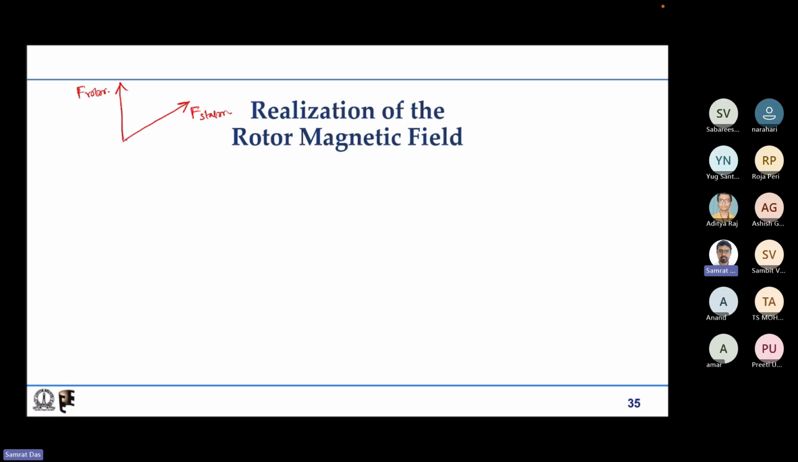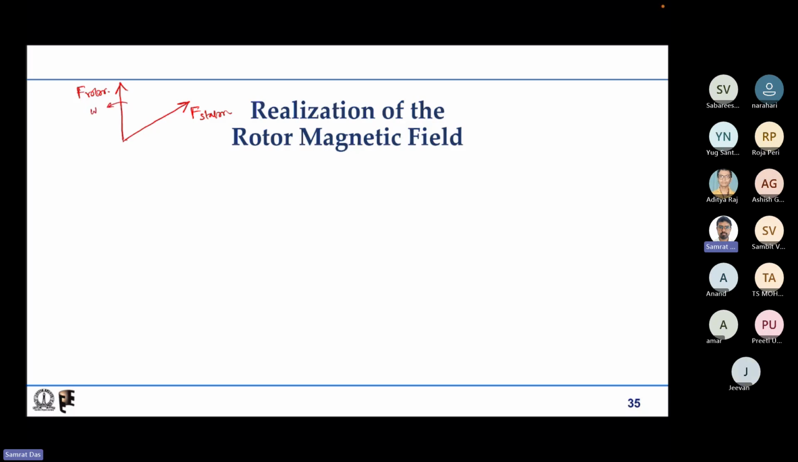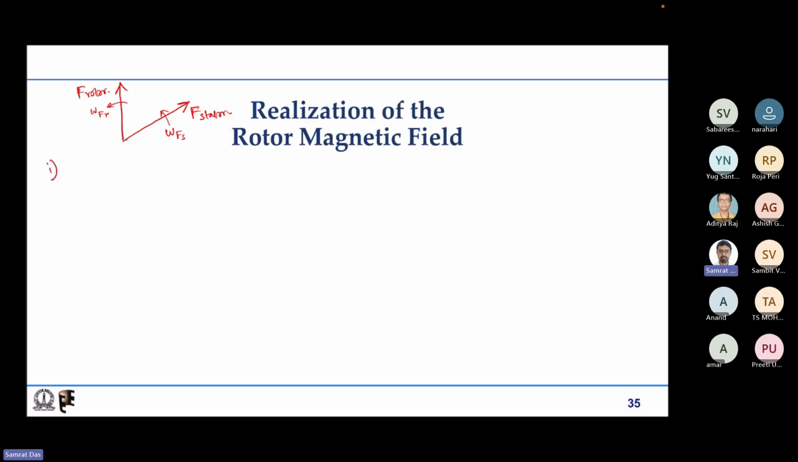One is if both are stationary. Omega r can be confused with the actual mechanical speed, so I'll say omega fr, and this is omega fs, that is the speed of the magnetic fields. So one possibility is if both are stationary, that is, omega fr equals omega fs equals 0. For this case we understood how to get a stationary stator magnetic field.